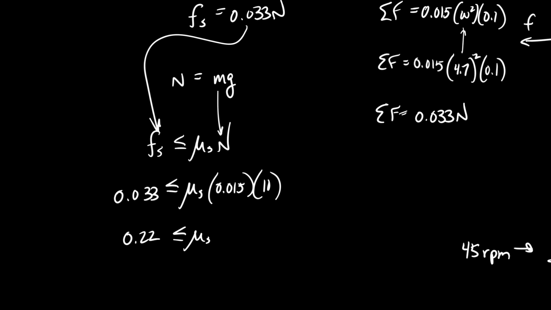Not terrible? Pretty straightforward, I think. Any questions here? All righty. So it tells me the minimum. The minimum is 0.22. It can be greater than that, but the minimum is 0.22. The actual coefficient of static friction is 0.4 between the little bug's feet and the record. What is the maximum distance away from the edge of the record where the bug can safely walk?